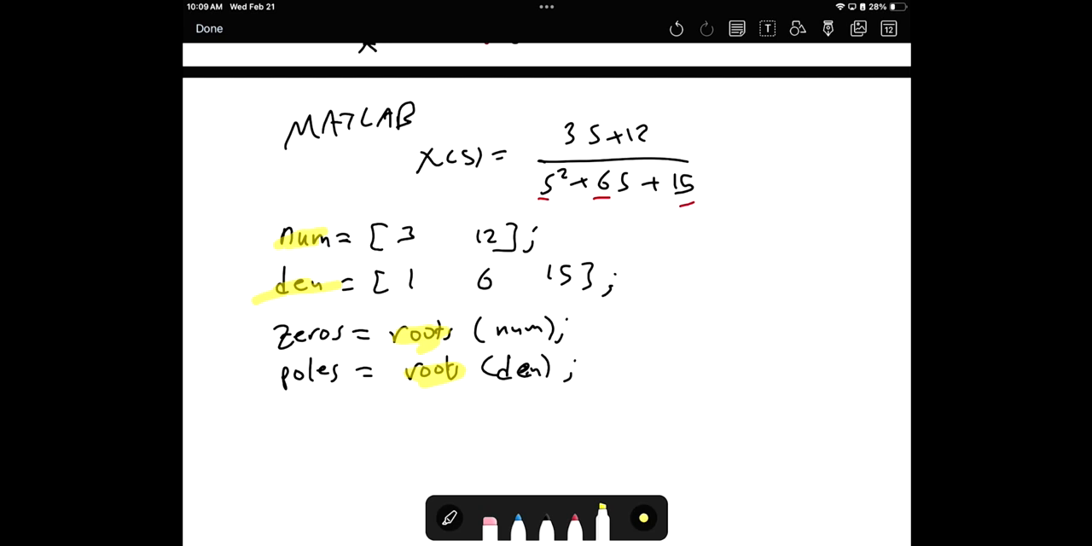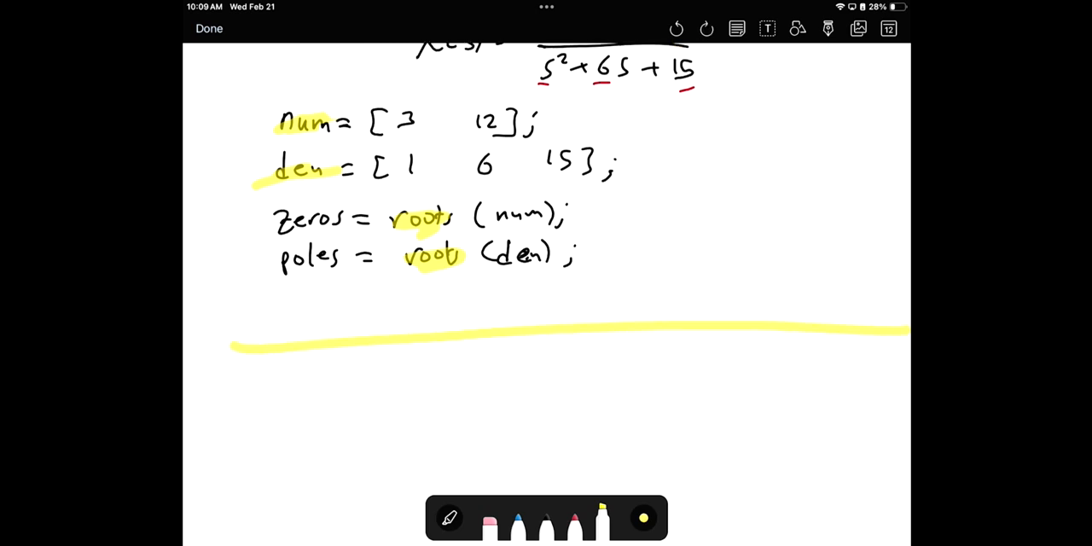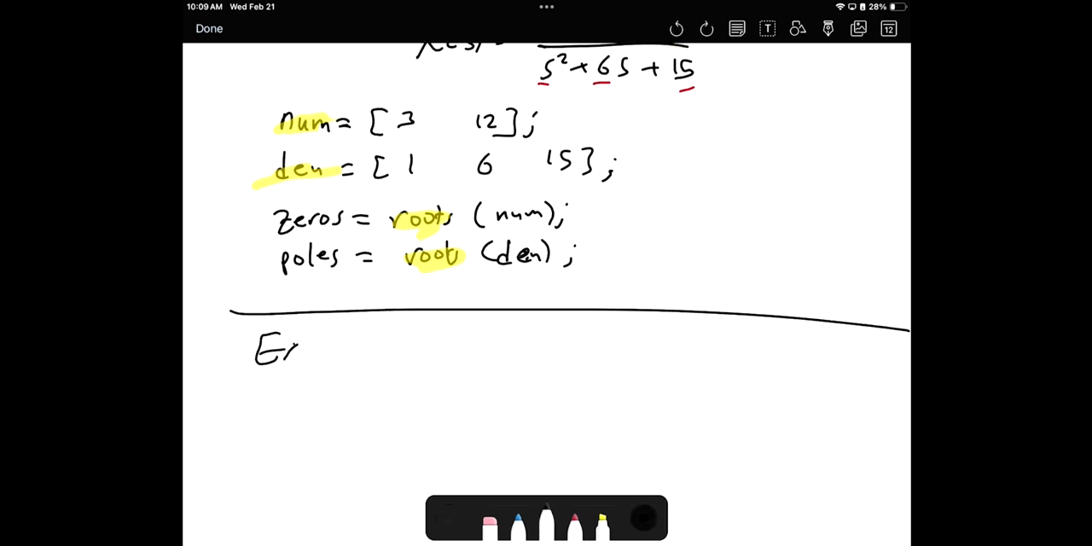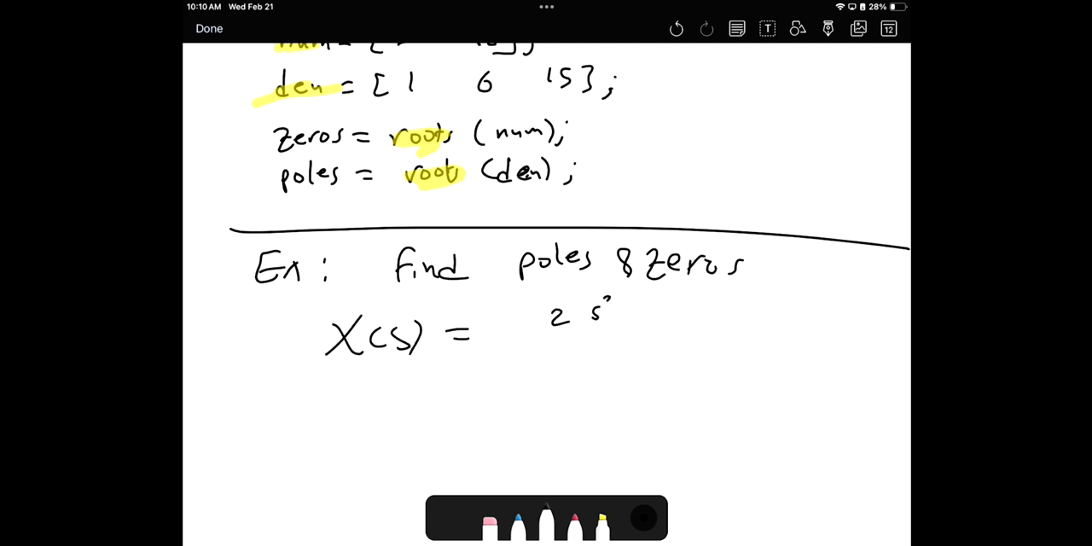Okay? Another example. Find the poles and zeros of this function. X of s equals 2s squared plus 10s plus 12 divided by s squared minus 2s.